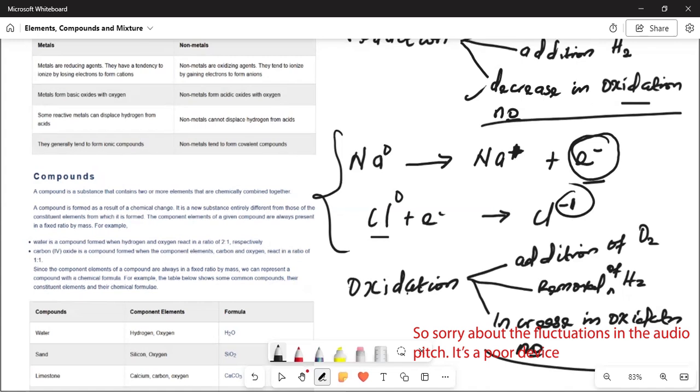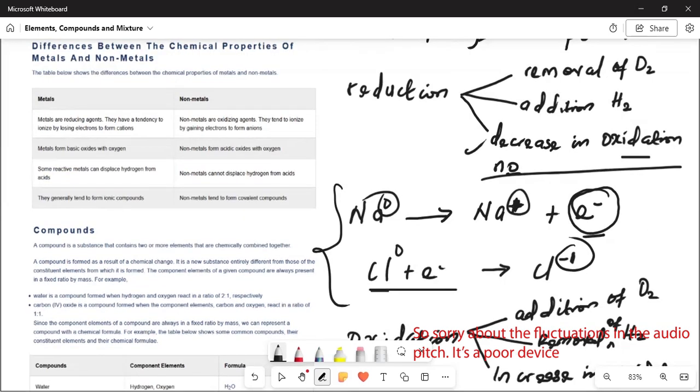Now, when sodium goes to plus one, that is the oxidation we're talking about. What brought about that increase in oxidation from 0 to plus 1? It is because of the presence of a non-metal that is willing to accept the electron that is being lost from sodium. That is why we say non-metals are what? Oxidizing agents. That is, they tend to ionize by gaining electrons to form anions. Okay, and because they are oxidizing agents, they themselves are reduced once the oxidation takes place.